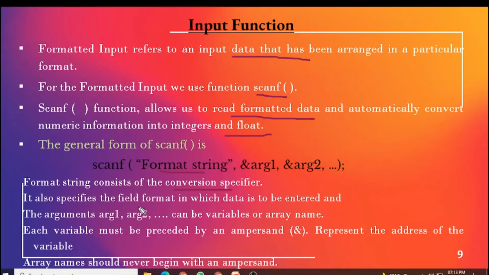It also specifies the field format in which data is to be entered, and the arguments, argument 1, argument 2 up to argument n, can be variables. These arguments may be variables as well as array names. The variables must always be preceded by an ampersand, which represents the address of the variable. If we use an array name, it should never begin with the ampersand. Only variables start with the ampersand.